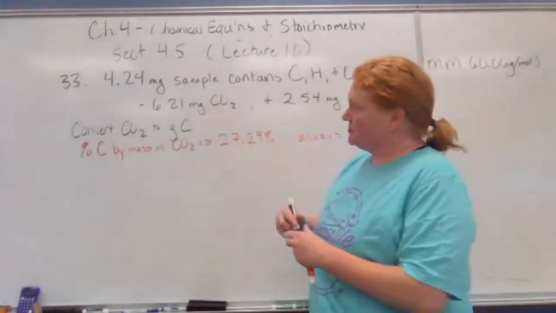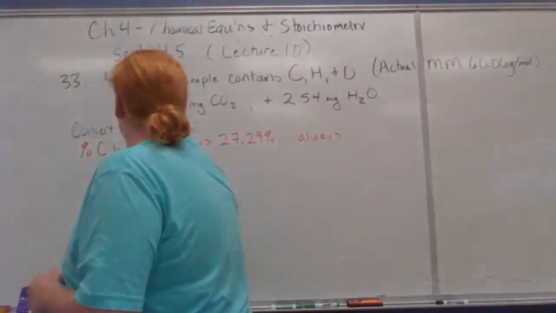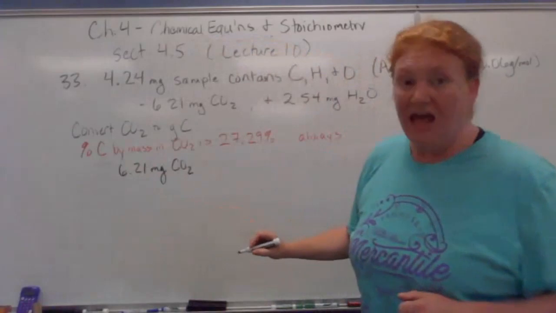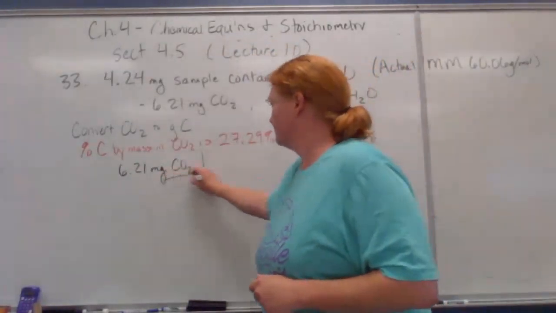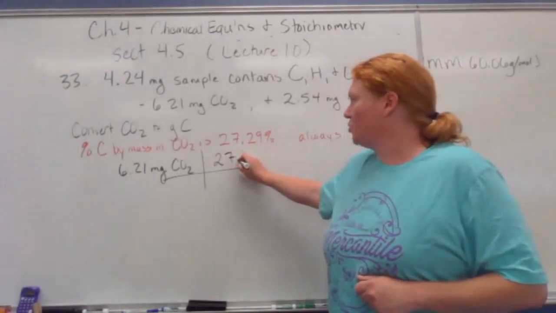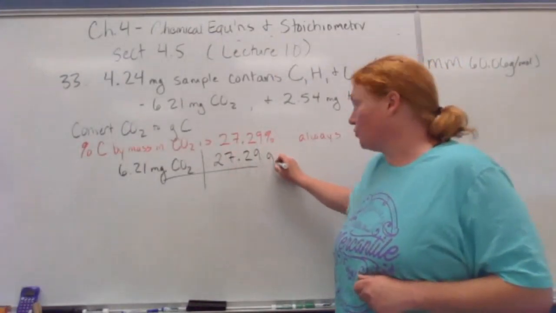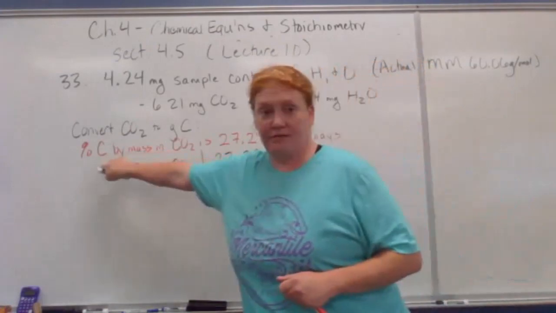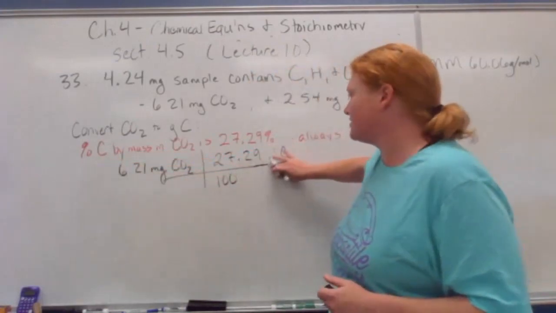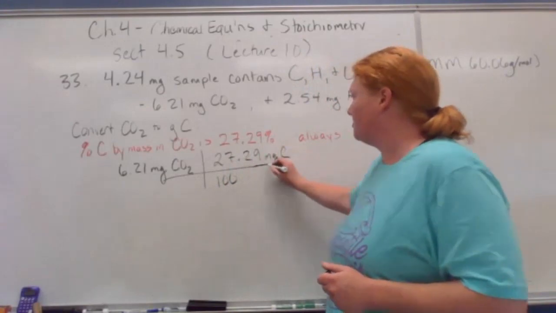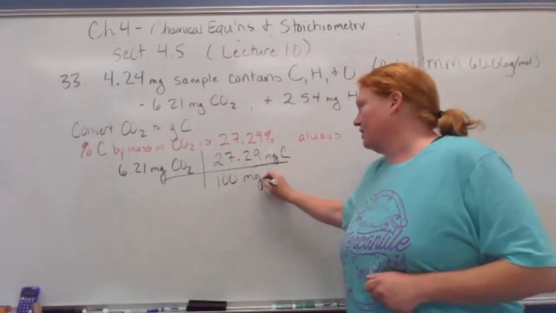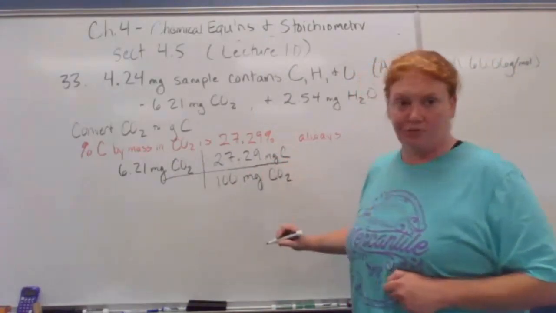So if I have 6.21 milligrams of CO2, multiply that by the percent carbon by mass. That would be 27.29 grams of carbon for every 100, or sorry, I said grams, and you can use grams, but you can also use milligrams, for every 100 milligrams of CO2.